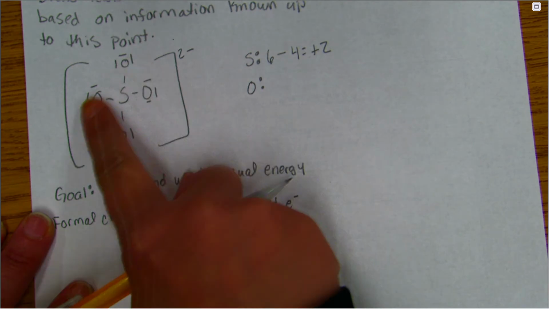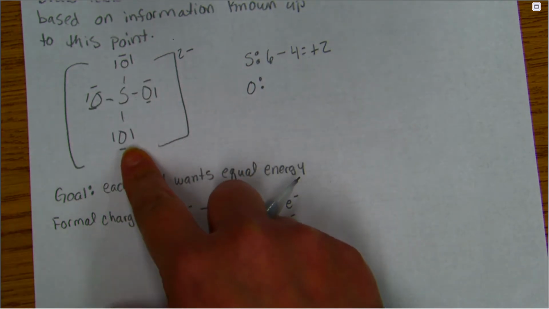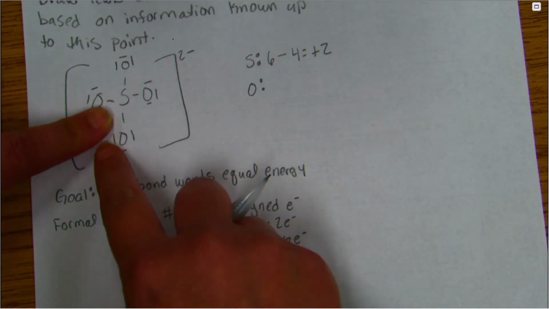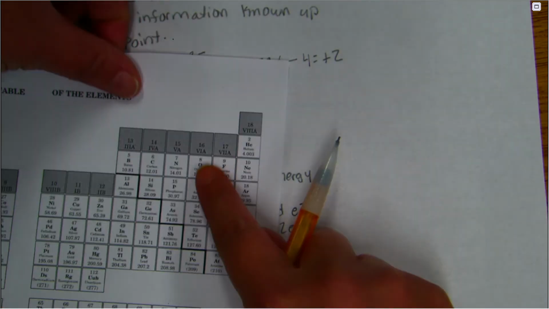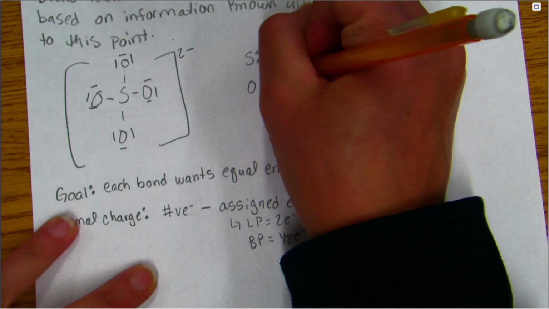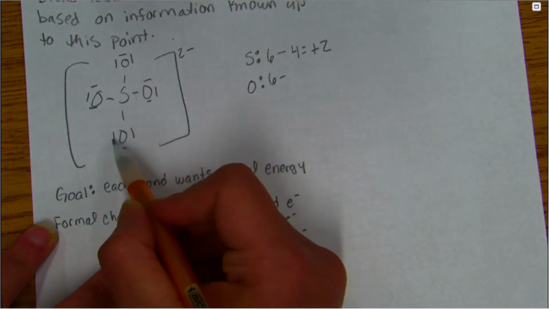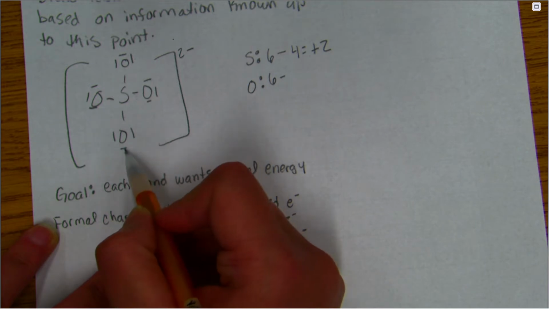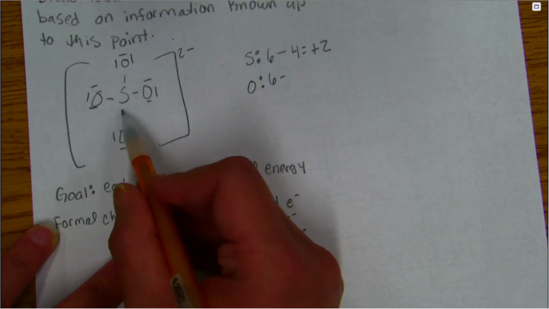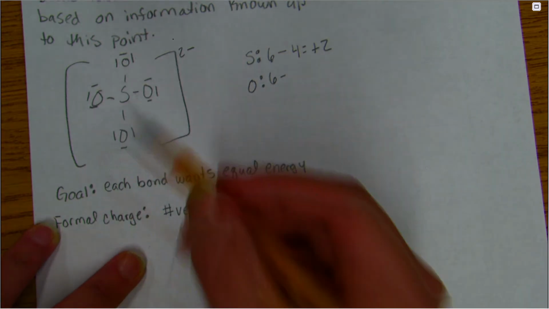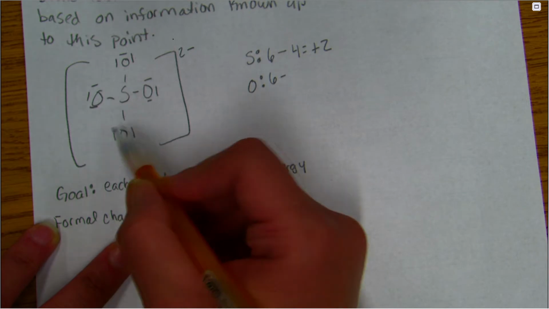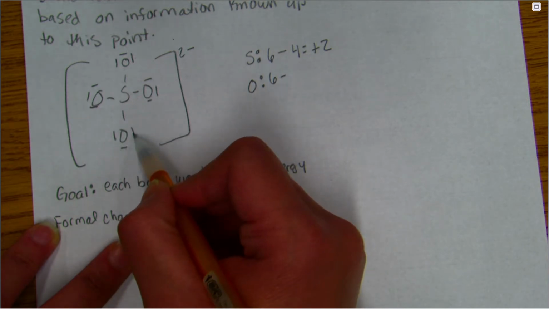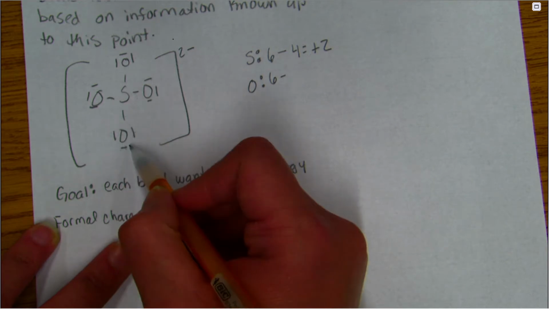Now, each one of these oxygens is going to have the same formal charge because they each have a single bond with the sulfur and 3 lone pairs. So oxygen also has 6 valence electrons. It has 2 electrons from this lone pair, 2 electrons from this lone pair, and another 2. So 2, 4, 6 electrons from the lone pairs. These are not being shared with anything, so they all go to the oxygen.